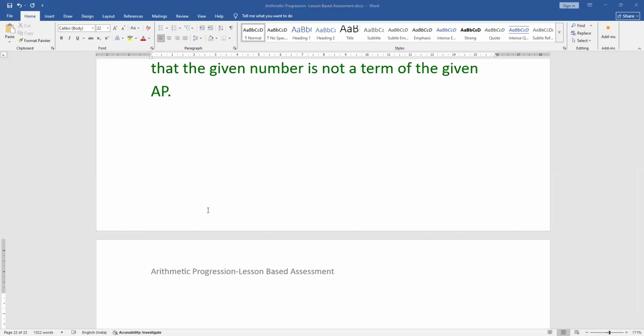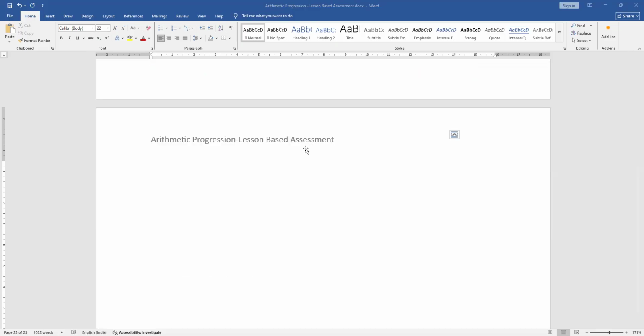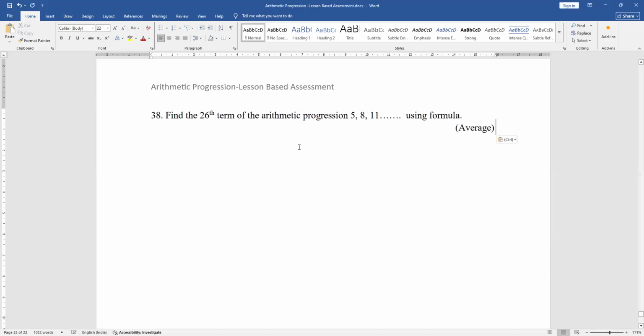Next, find the 26th term of the arithmetic progression. Next question. Take the next question. Find the 26th term of the arithmetic progression 5, 8, 11, using the formula. Okay, let us see how to do it.